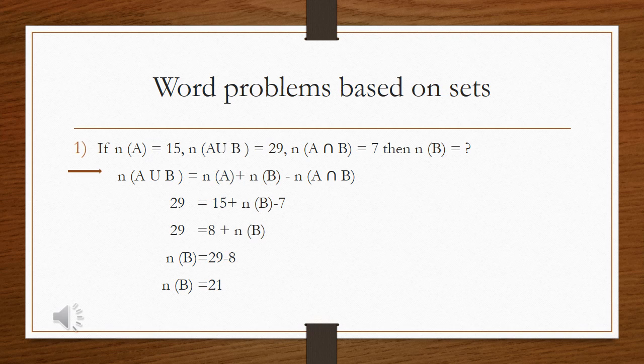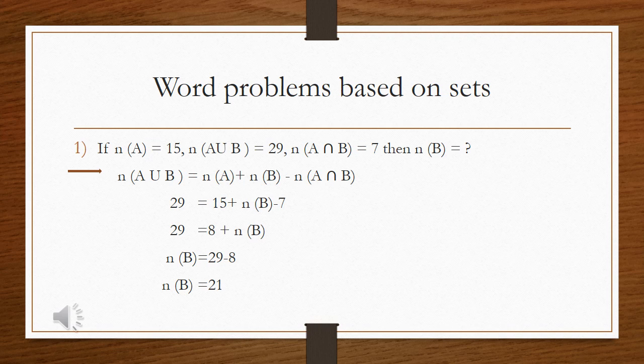First example: if the number of elements of set A, that means n of A, is equal to 15, n of A union B equal to 29 and n of A intersection B equal to 7, then find n of B, the number of elements of set B. Here we have to remember one formula: n of A union B equals n of A plus n of B minus n of A intersection B, and just put in the values.